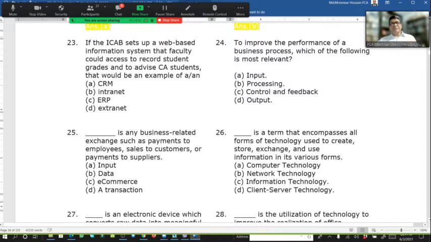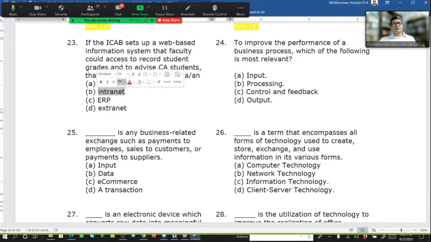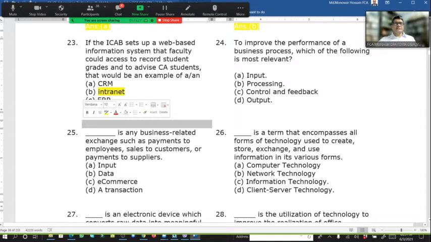If the ICAB sets up a web-based information system that faculty could access to record student grades and to advise students, that would be an example of a CRM, intranet, ERP, etc. So it would be intranet. Let's see what the answer says.